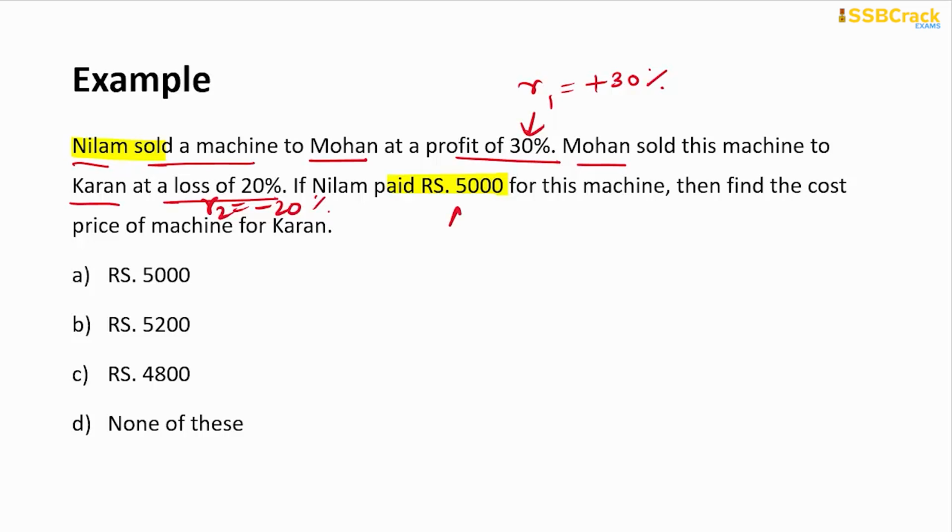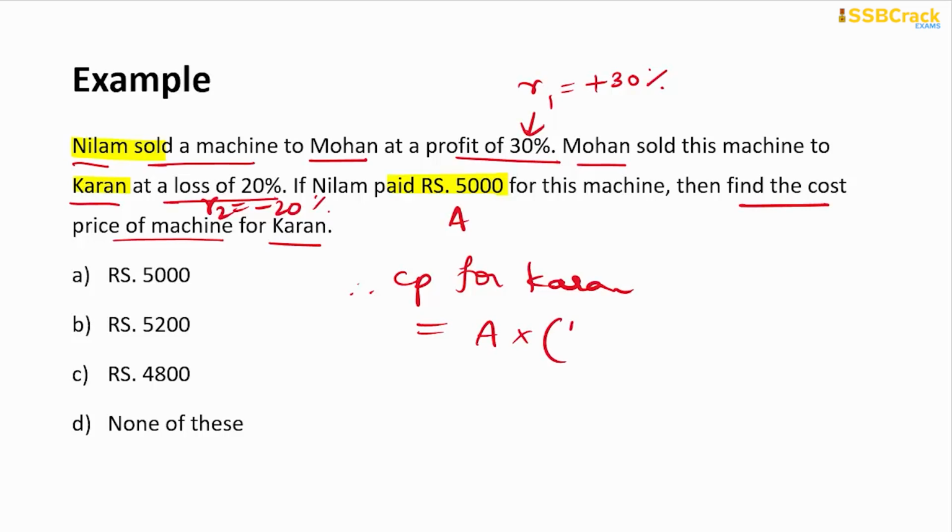In the formula we need to substitute. And now we are asked to find the cost price of the machine for Karan, who is the third person in this process. Right? So that we calculate with the help of the formula. Let's write that the CP of the machine for Karan will be given by A multiplied by 1 plus R1 upon 100, because R1 is positive, and 1 minus R2 upon 100, because R2 is negative because it's a loss.